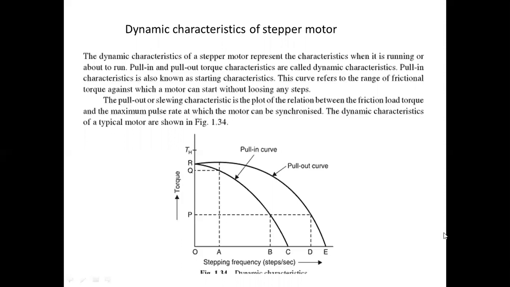When A phase is excited, the rotor rotates by 6 degrees. When B phase is excited, the rotor again rotates 6 degrees, so that is a total of 12 degrees. Like that, it continuously rotates with respect to the step angle of 6 degrees. This is the synchronism condition.